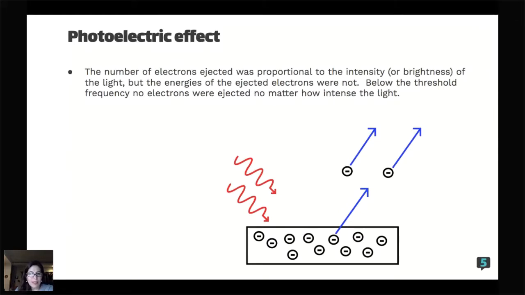They noticed that the number of electrons ejected was proportional to the intensity of light, but that the energies of the ejected electrons were not proportional to the intensity. And they also noticed that below the threshold frequency, no electrons were ejected, no matter how intense the light was.